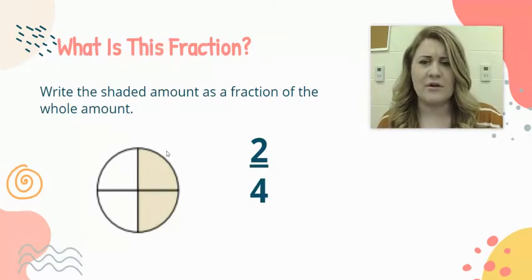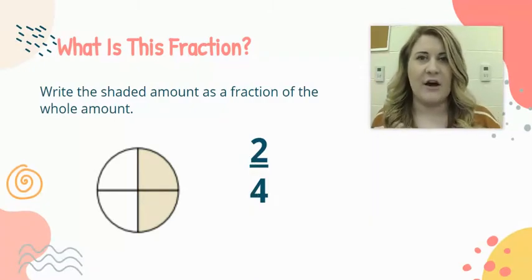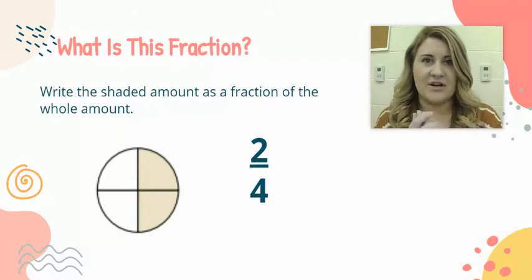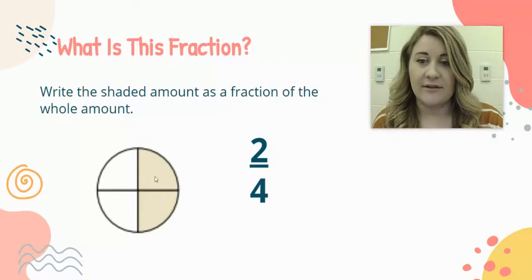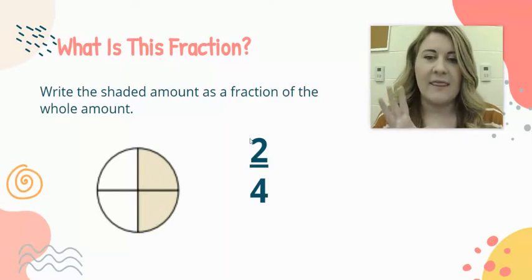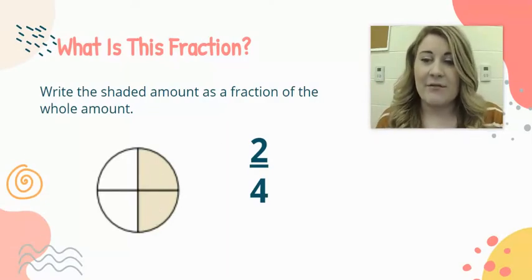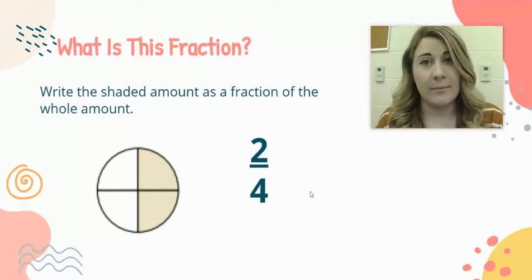If you struggle to think about this, sometimes if you think about that as 2 out of the 4 pieces are shaded in, that sometimes can help you wrap your head around what a fraction is. So here, again, we have 2 sections colored in right here with that pale yellow, and that is our top number. And then we have 4 pieces total, which is our bottom number.